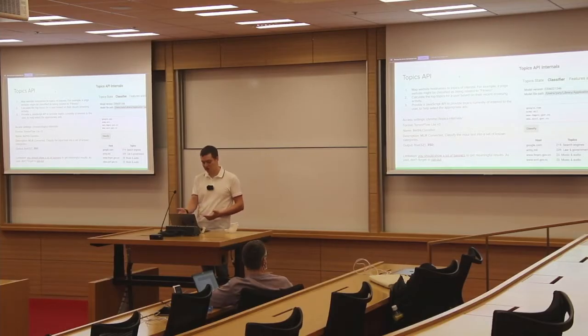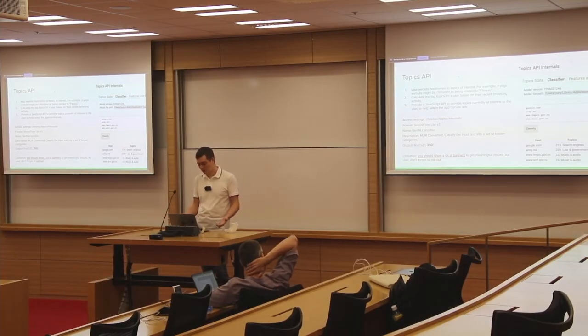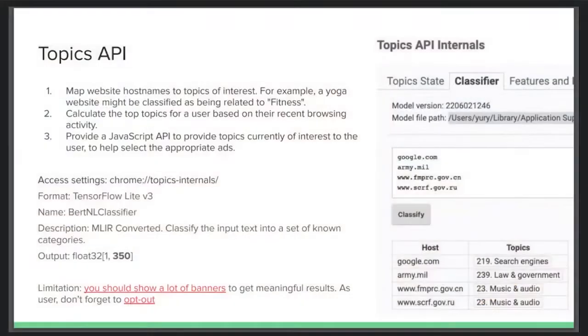Again, this test is based on domain names, and they are not perfect. As you can see, for example, I tried four different websites, and Google was classified as topic 219, search engines. Army Mil was classified as government and law. But after that, I tested the Chinese Ministry of Foreign Affairs and the Russian Security Council, and they were classified as music and audio websites.